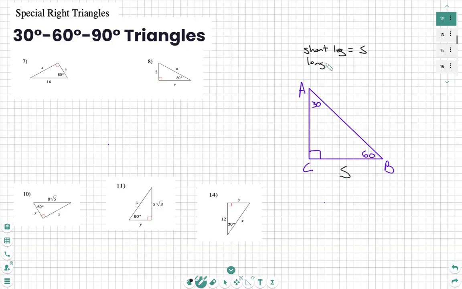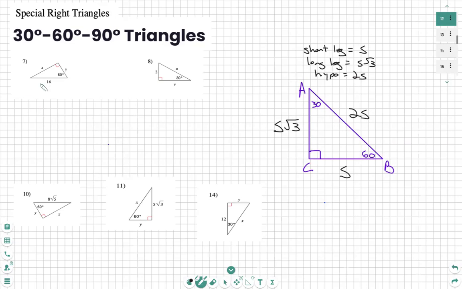Then we're going to have the long leg, which is going to be across the 60. That's going to be S times root 3. Then we're going to have the hypotenuse, and that's going to be equal to 2 times S. So that's all we have to memorize in this type of triangle. Okay, so let's jump straight into it.